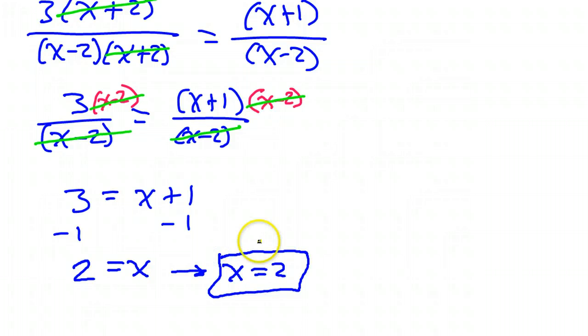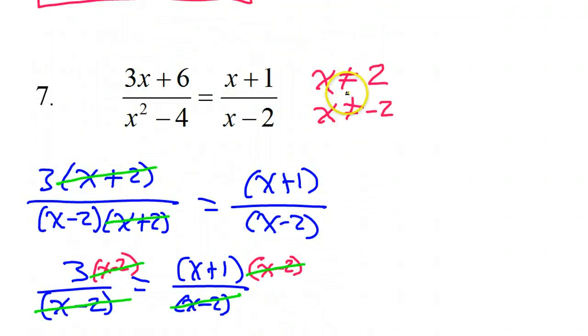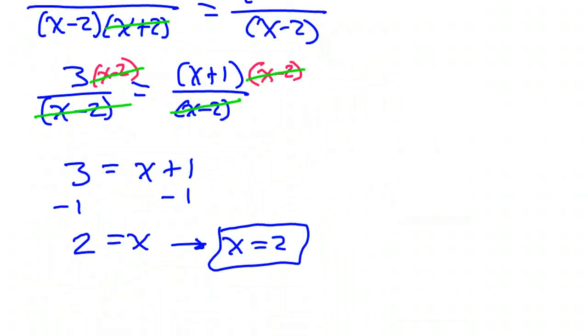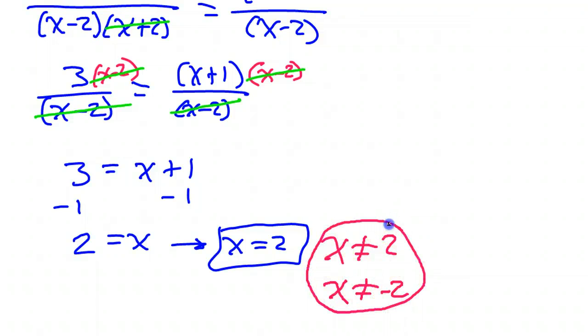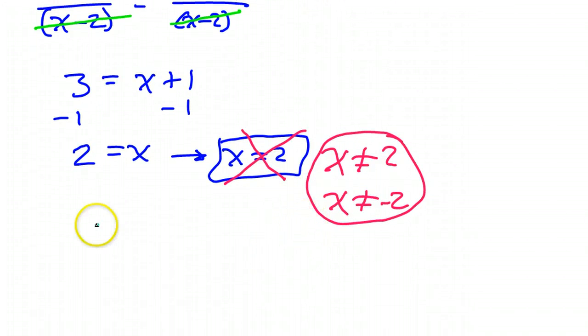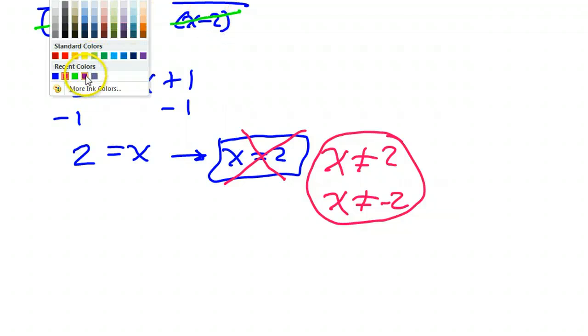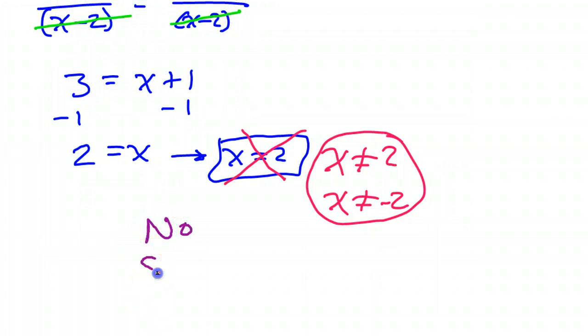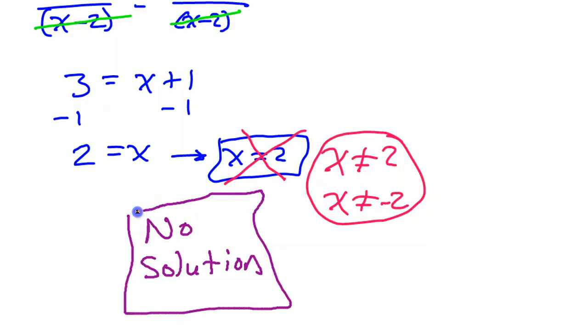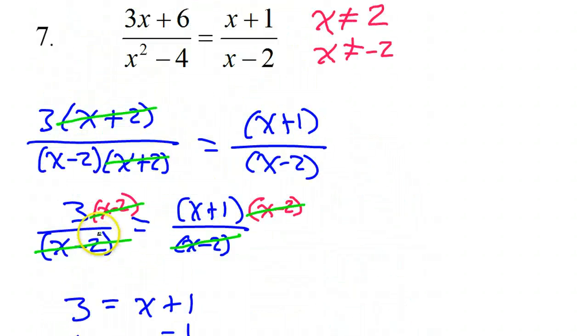Alright, so this will be the solution as long as it's not an excluded value. Uh-oh! My excluded values are x cannot be 2, x cannot be negative 2. Whoa. Alright, x can't be 2 or negative 2. Okay, because of these restrictions, this is not a valid solution. And that was the only solution we had. That means the answer is going to be no solution. Okay, and that was the answer number 7.